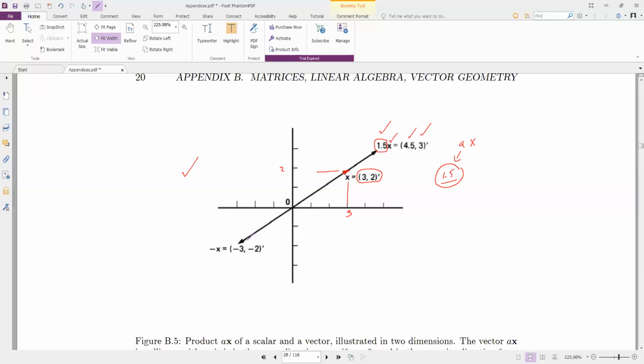We could also go in the opposite direction, negative. So instead of 3, 2, what did we scale this by? -1. We scaled the vector by -1 and we got our new coordinates going this way. So we can go in either direction with the scalar.